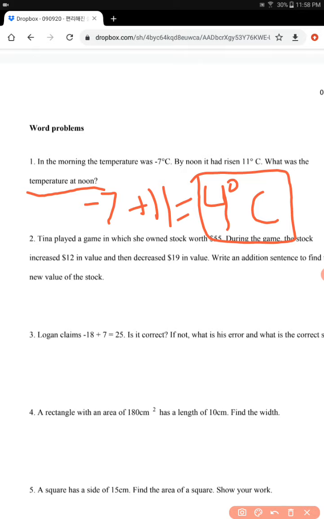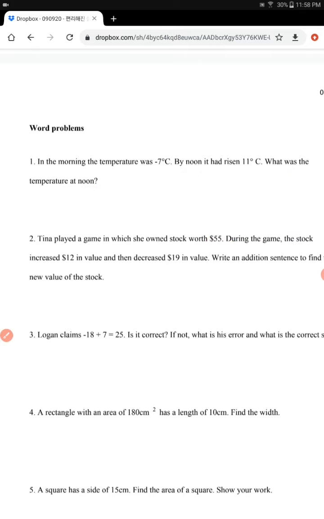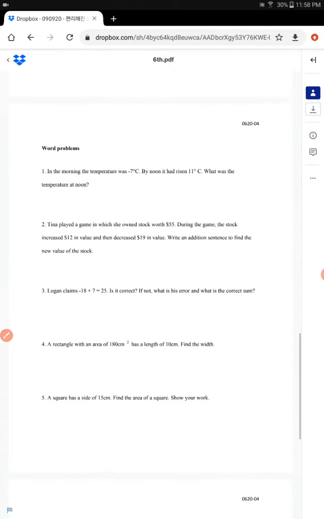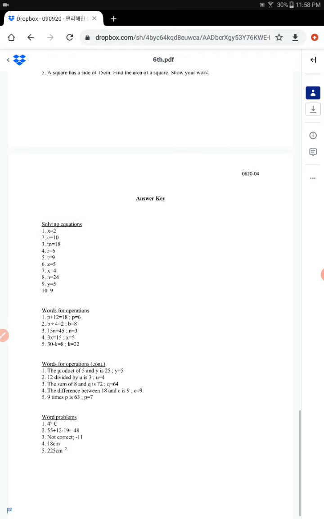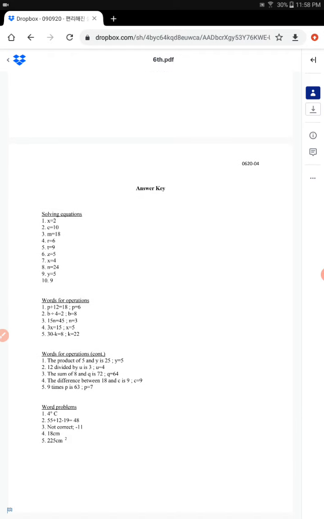Give you a second to pause, and then do the problems on this page. And then this is our answer key if you need it.